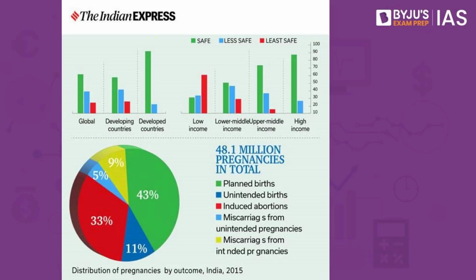In the developed nations, the number of planned births are much more as compared to the number of planned births in developing nations. Meaning that in developing nations, in poor nations, a lot of times, even when the couples are not planning to have a child, they still conceive a child. Meaning that when it comes to high income societies, the number of planned births are much higher. The number of miscarriages are much lower because they have much better facilities at their end.